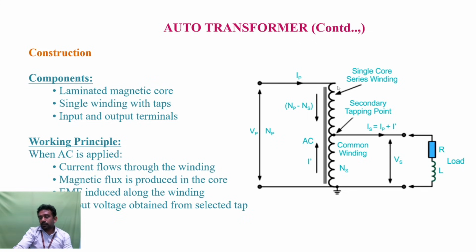So the magnetic flux is produced in the core and EMF is induced along the winding. Using different tappings, we can extract the EMF induced along the winding to the load, and thereby attain the output voltage of the autotransformer.